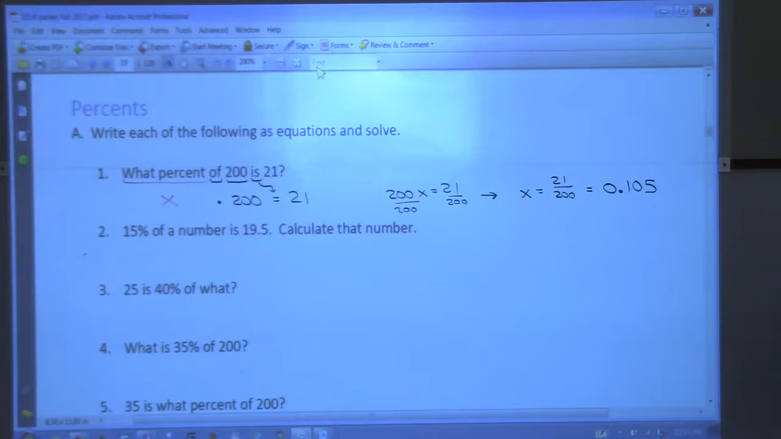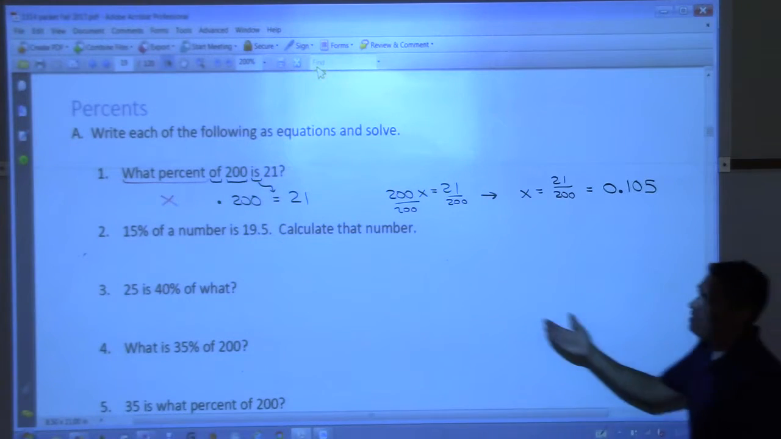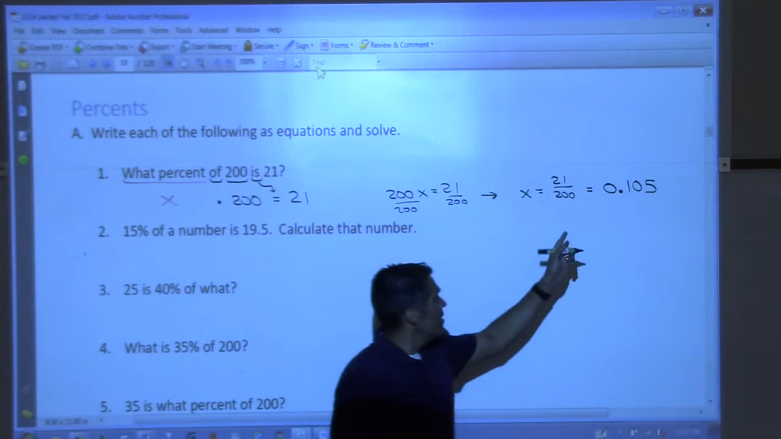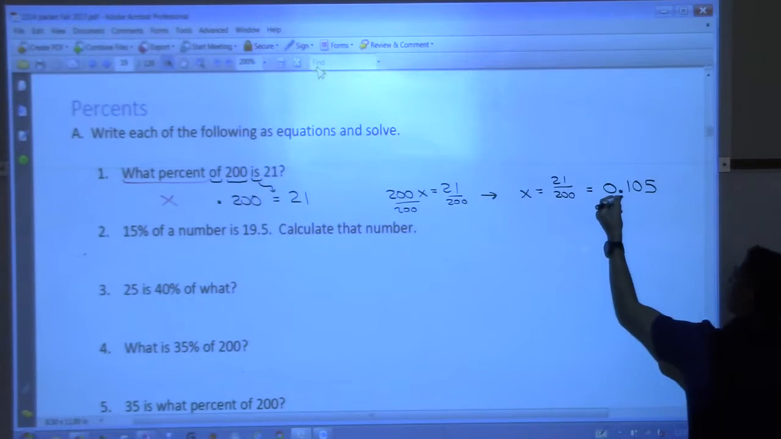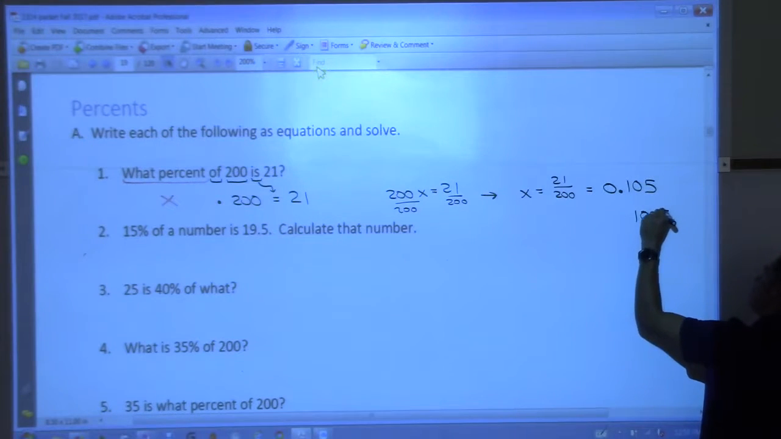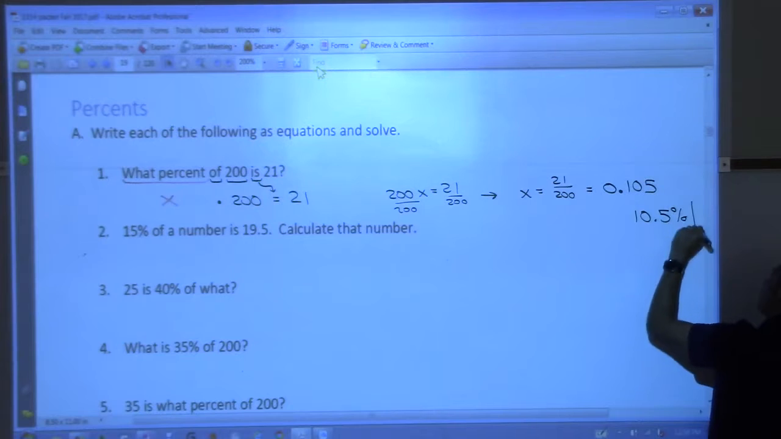Why do I want to convert that to a percentage? Because in the very beginning it said what percent. So we want to convert that decimal to a percent. We move the decimal which way? To the right 2 places. So this is the same as 10.5%.